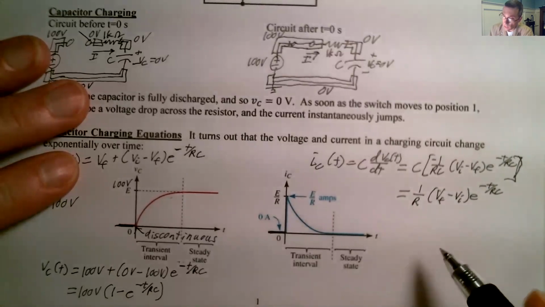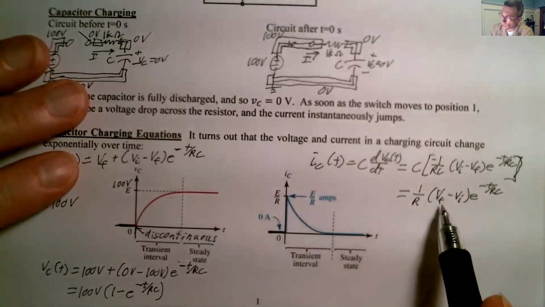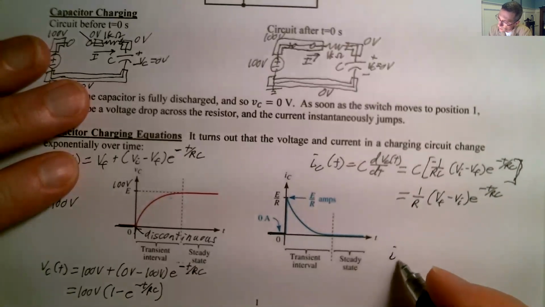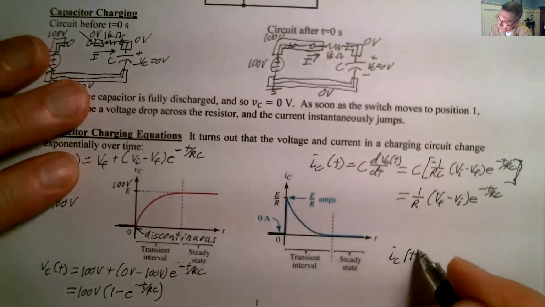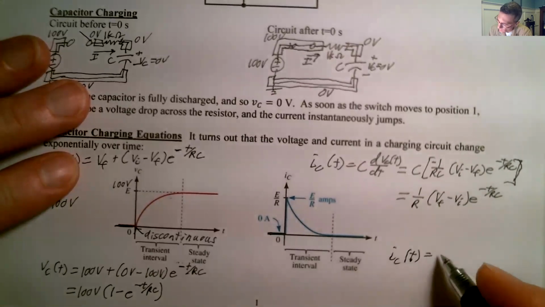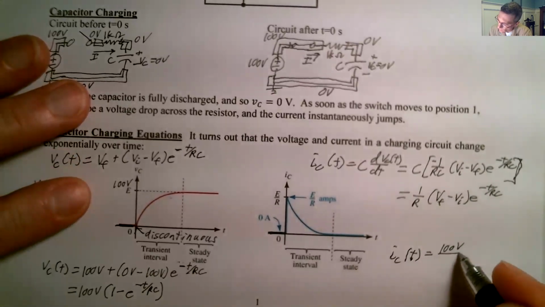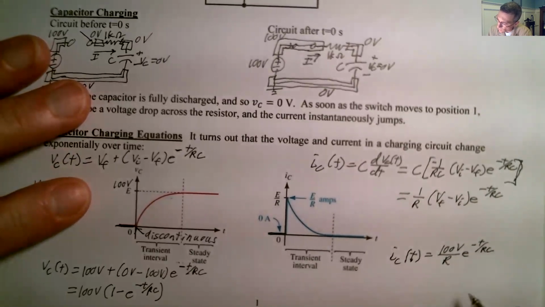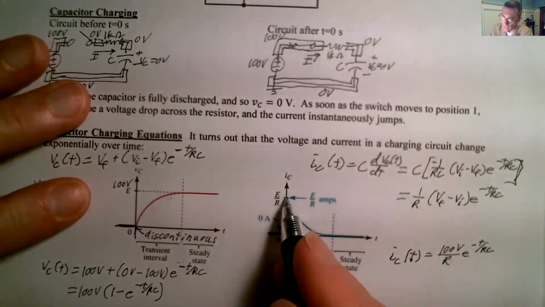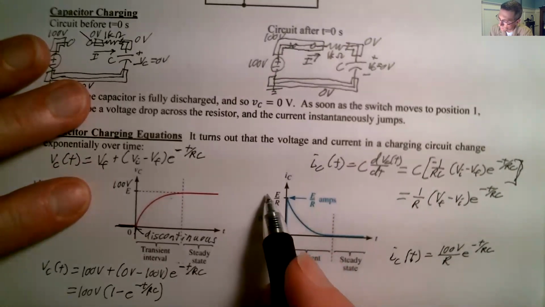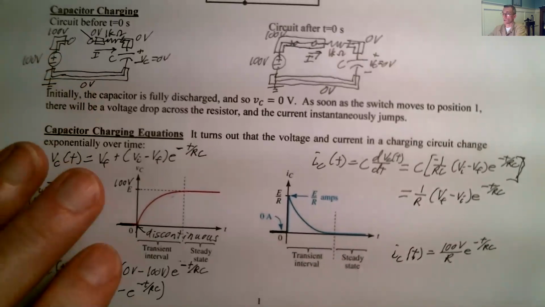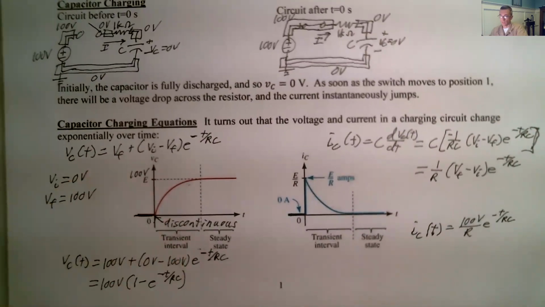Okay. In our case, V final was 100, V initial was 0. So for our particular case, iC(t) is equal to 100 volts over R times e to the minus t over RC. But that's only valid after time t equals 0, right? Because before then it was 0. So that's the way we can figure that one out. All right. So that's the equations.